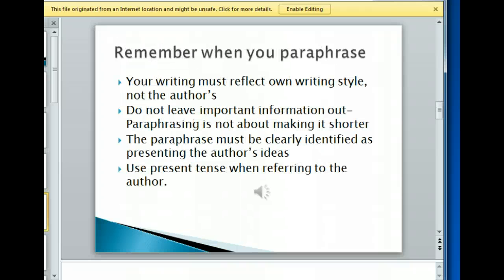Remember that when you paraphrase, your writing must reflect your own writing style, not the author's. So do not leave any important information out. Paraphrasing is not about making it shorter like it was in the summary. The paraphrase must be clearly identified as presenting the author's ideas. So even if you're not using the author's words but the ideas are from somewhere else, you must get a parenthesis and put the source. Normally we use the present tense when referring to the author.